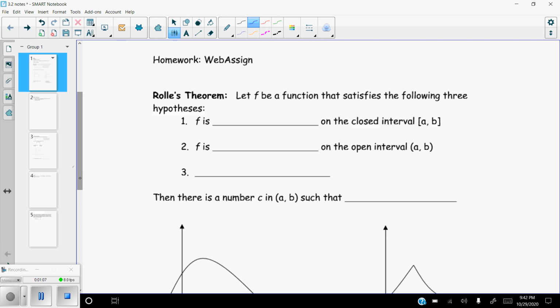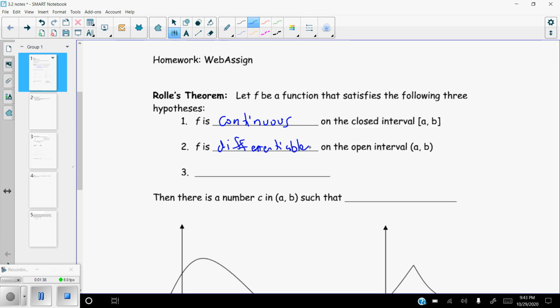And it says, let f be a function that satisfies the following three hypotheses. 1, f is continuous on the closed interval from a to b. So it has to be a closed interval, and f is continuous on that interval. 2, f is differentiable on the open interval from a to b. So it just doesn't have to be differentiable at the endpoints.